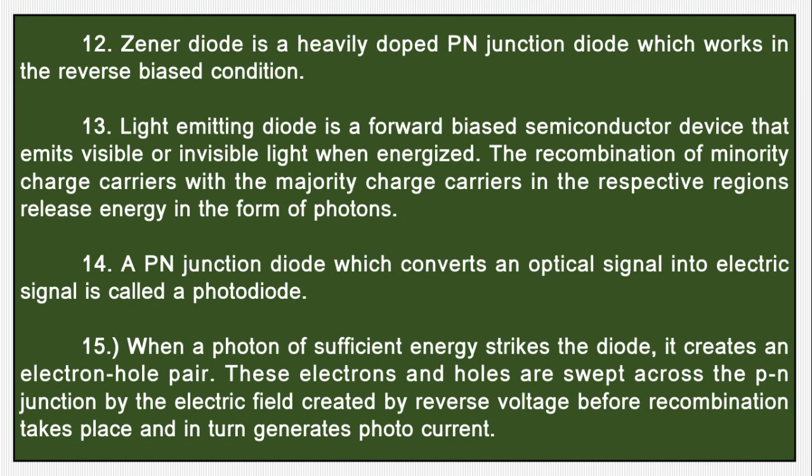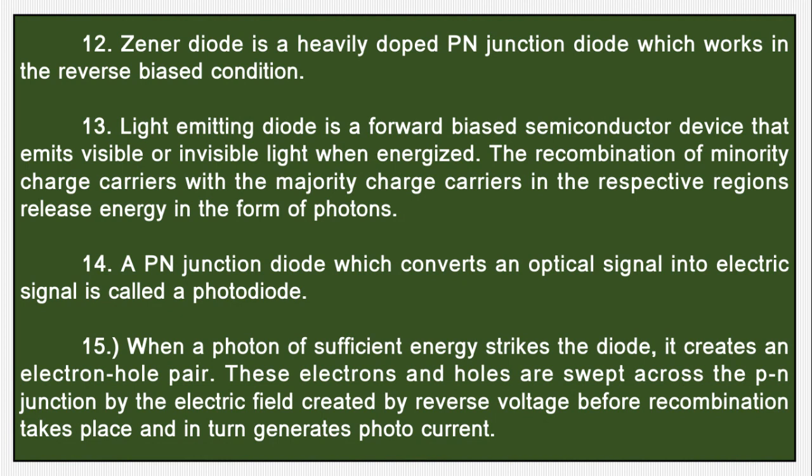13. Light-emitting diode is a forward-biased semiconductor device that emits visible or invisible light when energized. The recombination of minority charge carriers with the majority charge carriers in the respective regions releases energy in the form of photons. 14. A p-n junction diode which converts an optical signal into electric signal is called a photodiode.